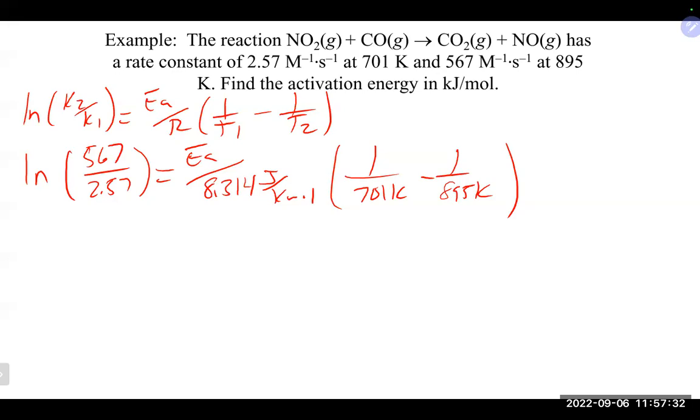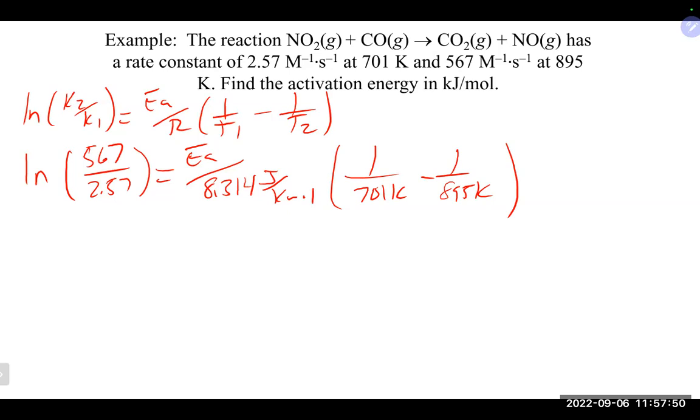Doesn't matter which one you choose as 1 and 2. The answer is, it doesn't. So most people just take the first one listed as 1, second one listed as 2. The important part is that you keep the rate constant and temperature that go together together. Whichever one you call 1, you keep them both together, and it'll come out the same.